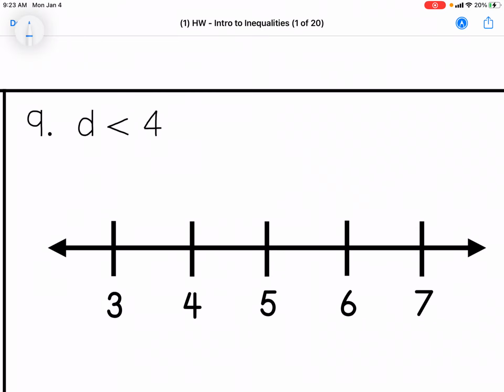D is less than 4. That is an open dot because there's no equal sign. Less than goes left. They all went left. How about that?